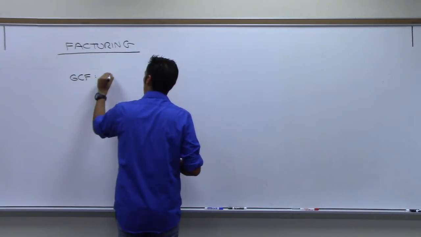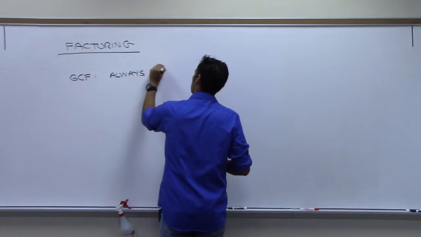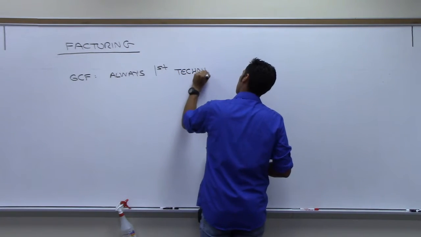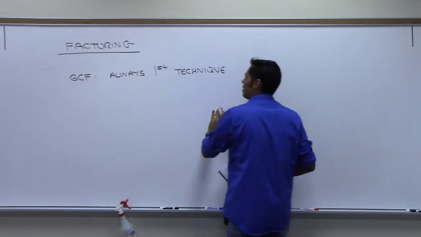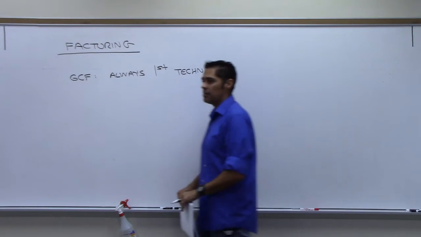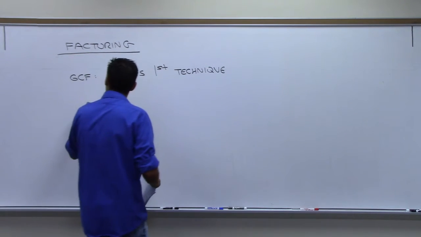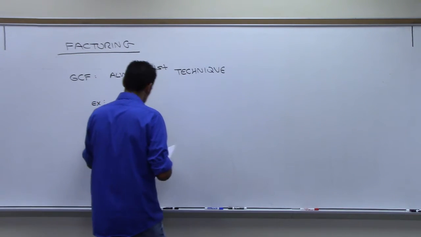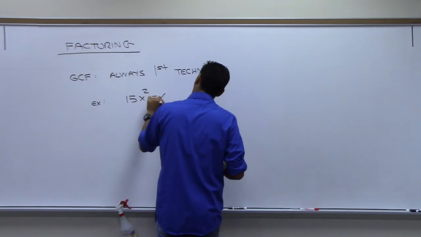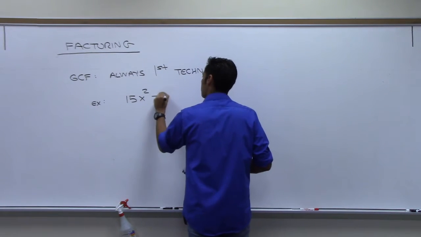Greatest common factor. This is always the first technique that we use when we try to factor. There are going to turn out to be several techniques. This is the first one. So for an example, I want us to factor this: 15x squared minus x to the fifth, minus 21x to the fifth.